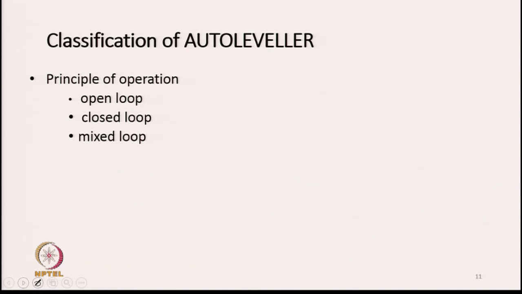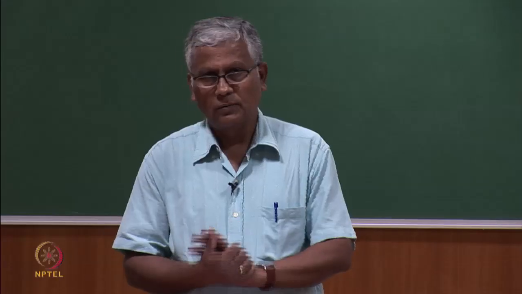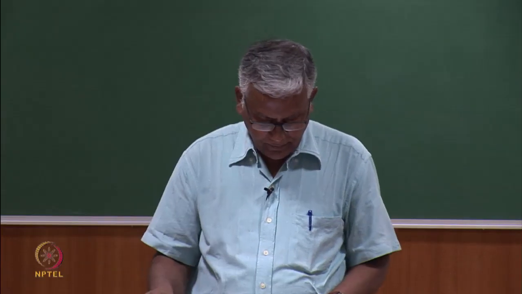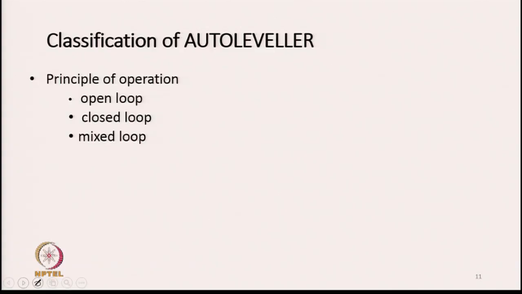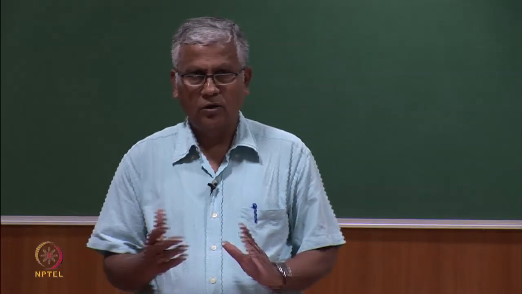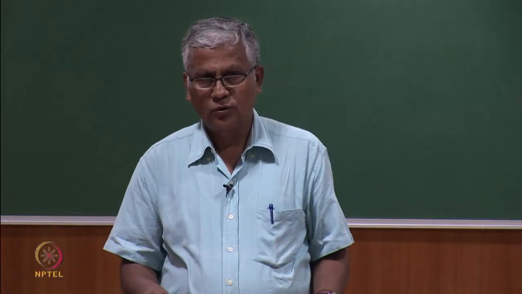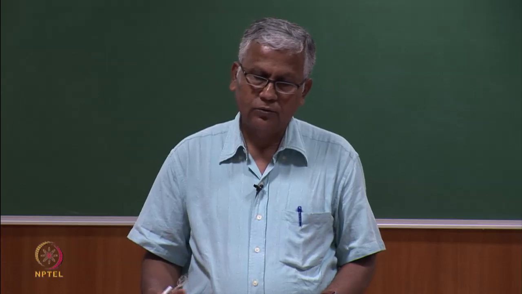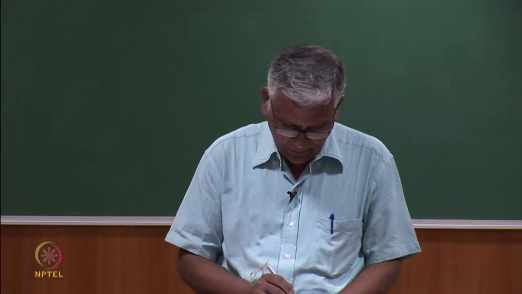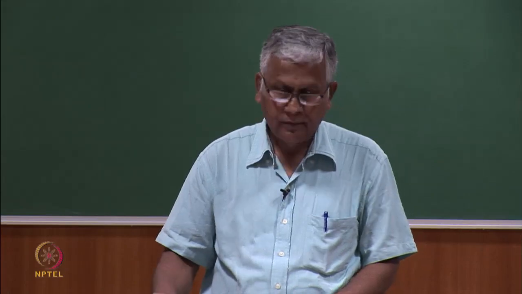The other way of classifying autoleveller is on the principle of operation. On what principle the autoleveller works? And here there are basically two principles known as open loop control and the other one is closed loop control, and the third one is a combination of these two. So, it is called mixed loop control. So, autoleveller works on the principle of open loop or closed loop and a mixture of these two known as mixed loop. We will just try to explain these points first.